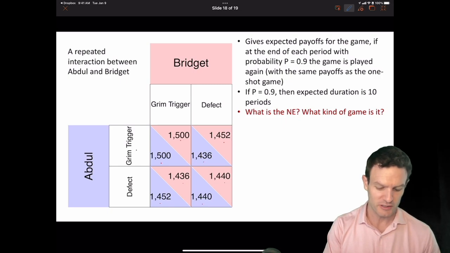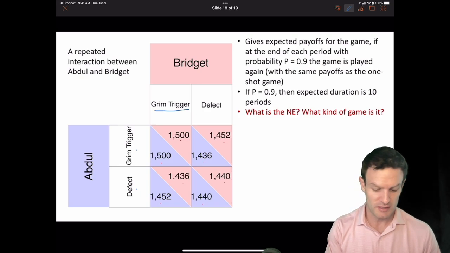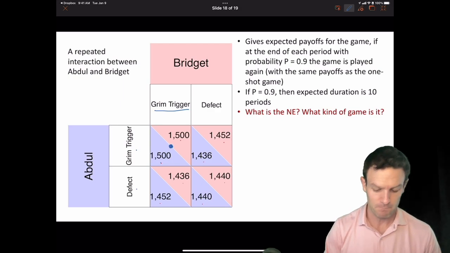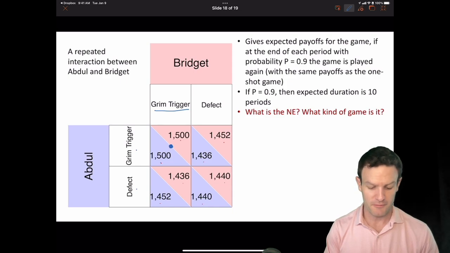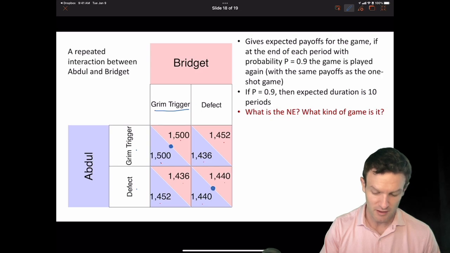Abdul compares Grim Trigger versus Defect against Bridget playing Grim Trigger. He can get 1500 versus 1452. He prefers 1500, so he's going to put his little circle in there. For Defect or Grim Trigger against Defect, he can get 1436 or 1440. 1440 gets him a higher payoff. He's going to put his circle in there.